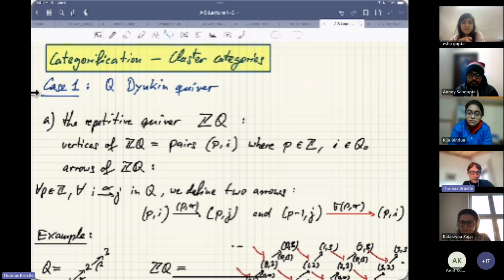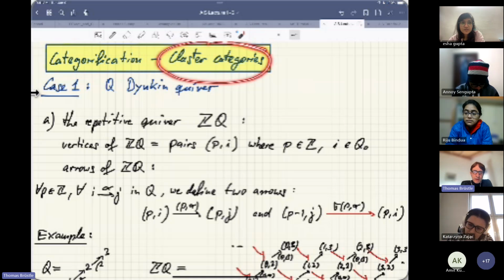So I started yesterday to illustrate that effort that has been done by many people in representation theory, and it is called categorification. So, is there a category whose behavior mimics the combinatorial behavior in a cluster algebra? And this category is then called the cluster category. So this will be the main goal today, to understand this cluster category.